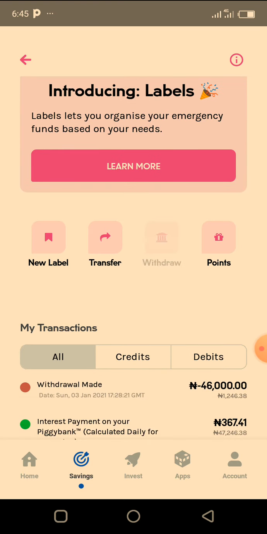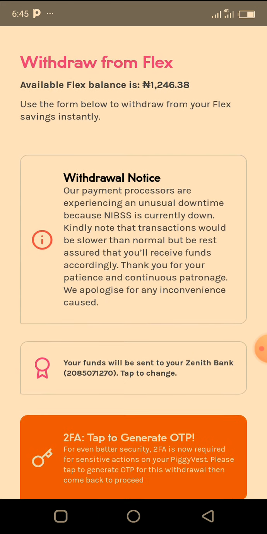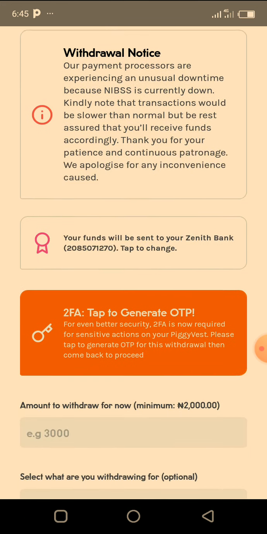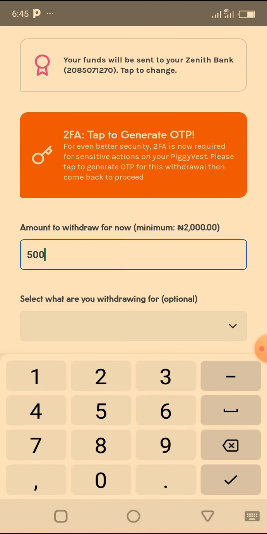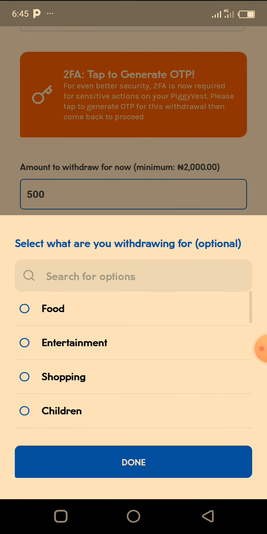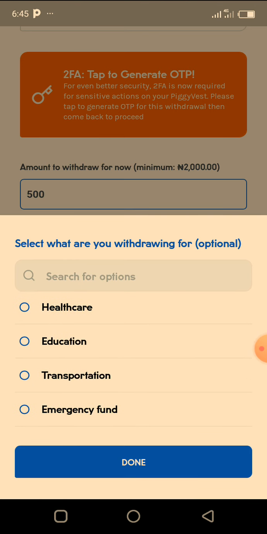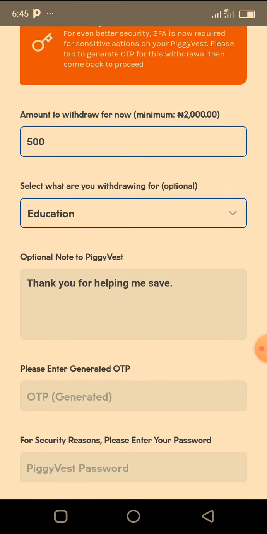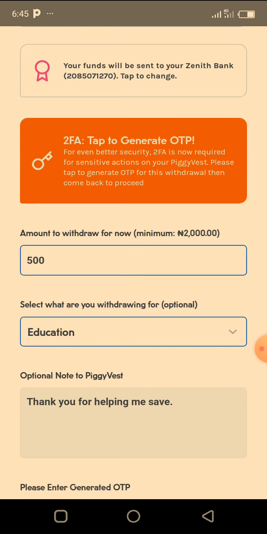Then we have withdraw. You can withdraw from your piggy. I told you can withdraw at any time from here. So you choose the amount you want to withdraw. Let's say I have 1,000 naira and I want to withdraw 500 naira. I'll choose the reason why I want to withdraw the money. Let's say education, and then generate OTP. You click, because I have 2-factor verification, so I have to generate OTP before I even do anything.